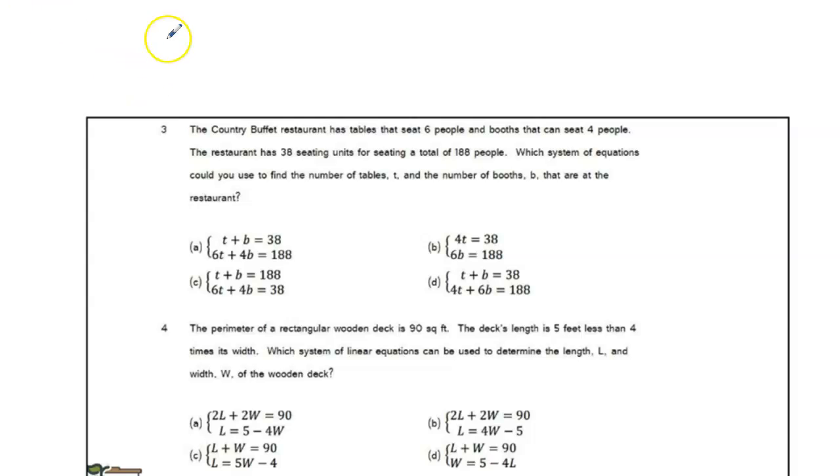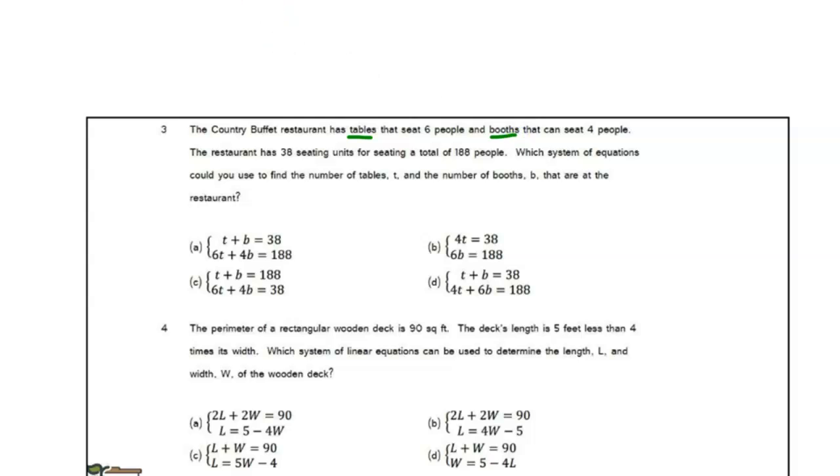Often when doing problems like this, you want to try to identify the variables first. Now, before looking at the multiple choices, the Country Buffet restaurant has tables that seat 6 people and booths that seat 4 people. Okay, so right away we're talking about tables and we're talking about booths.